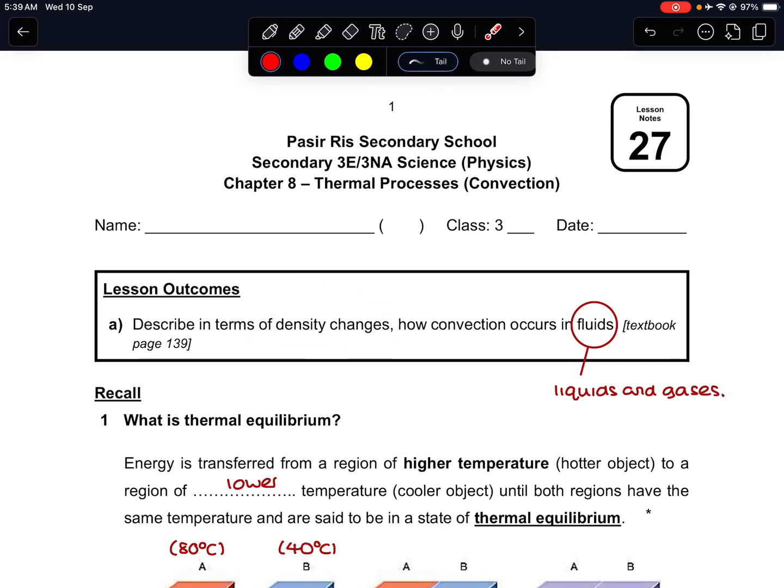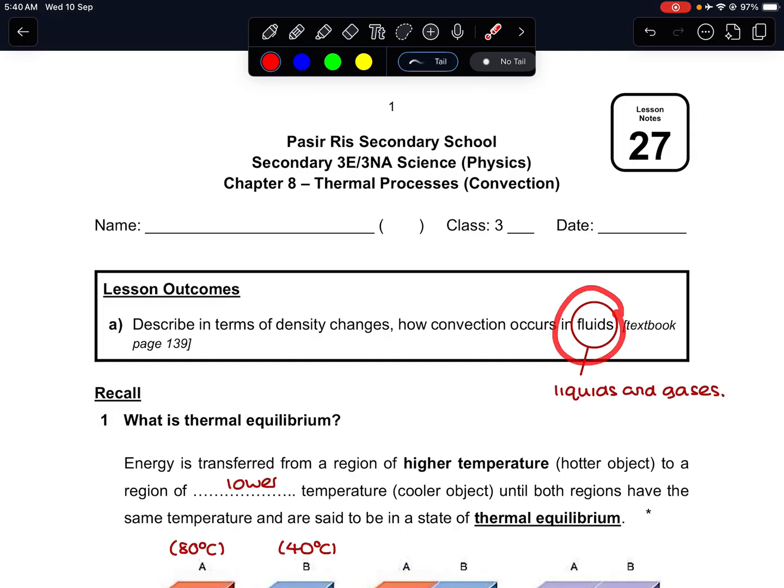So density was a concept that we had covered very early on in this year, right? Where we learned about how to calculate density. So we know density is equal to mass over volume, and we know that substances that have a lower density will rise or will be floating, right? And substances that have a higher density will be sinking. Okay, and this will basically be the basis of how we describe convection, and it will occur in fluids.